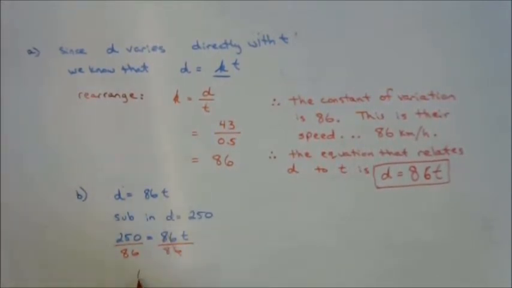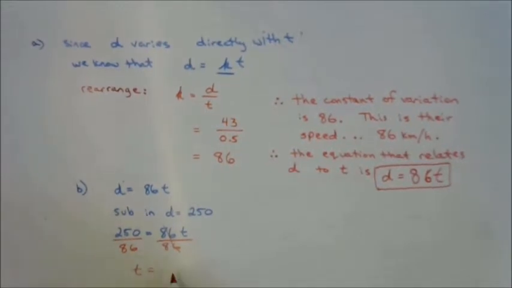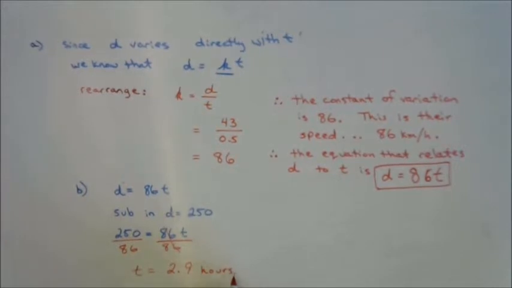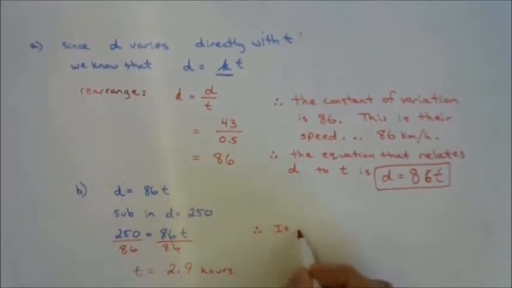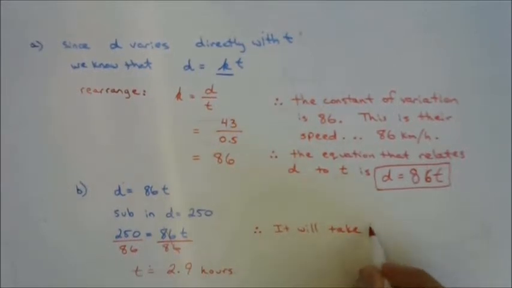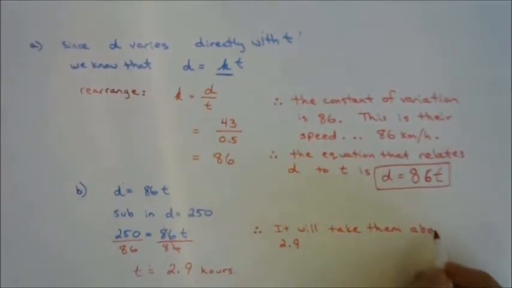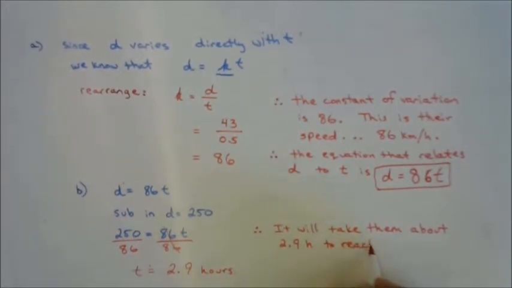T equals? 2.9. Everyone should check it. 2.9069767... Final sentence. It will take the Fredericks, or them, about 2.9 hours to reach their destination. Can you just say 3 hours? Nope. You can't just round time.